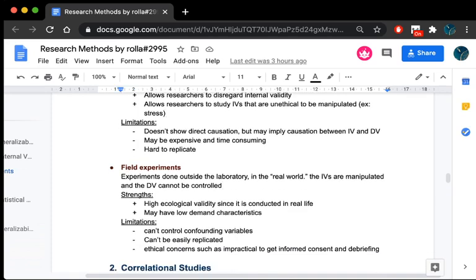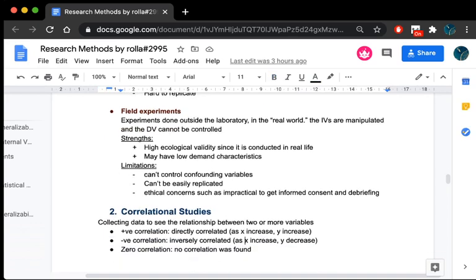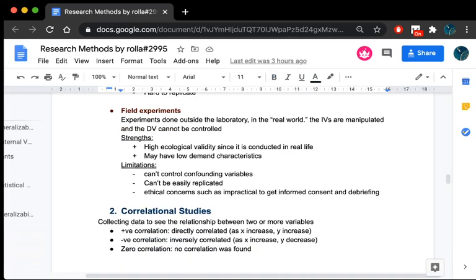Next up, we have field experiments, where you try to manipulate the IVs. For example, you make a scene without telling people, and then you observe the behaviors of the people when that happens. That's a field experiment. It usually has high ecological validity since it's conducted in real life, and very low demand characteristics since they don't know what's happening. But it has ethical concerns with informed consent and debriefing, because you're just doing it out of nowhere and observing people without asking them, and that's a violation of privacy. They didn't consent for it, didn't volunteer for it.